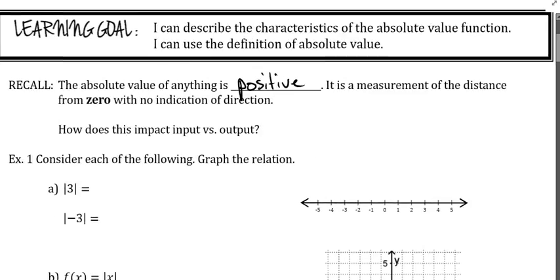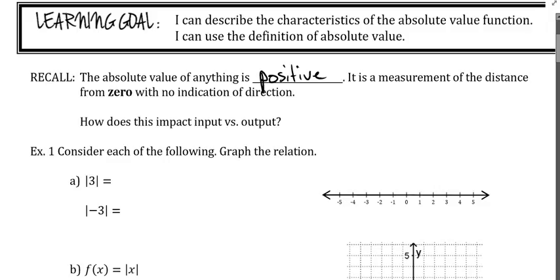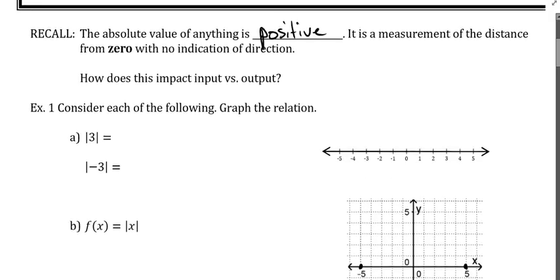Well, absolute value takes away direction, and all it does is tell us the magnitude, or how far from 0 it is. We don't care, apparently, in that case, what direction you are. Just how far. Okay? So how does this impact input versus output? A little bit like we talked about yesterday. So what is the absolute value of 3? This is a hard one. 3. And what's the absolute value of negative 3? Also 3. Right? So there's a quick review of what the absolute value does.